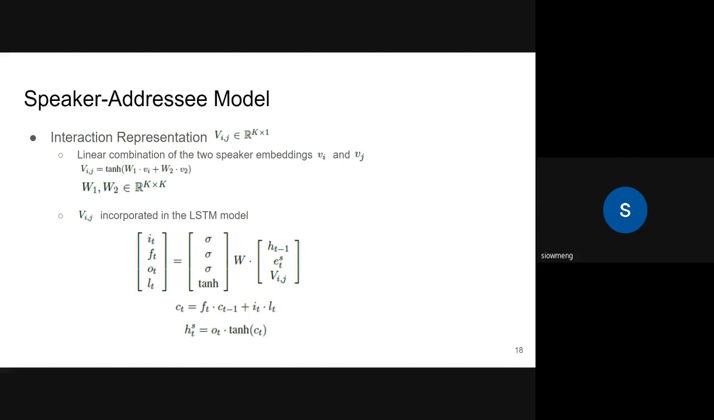Then it goes through the hyperbolic tangent. And this V_ij, like in the previous model, goes into the matrix formula. So you can see first the hidden state, the word embedding, then V_ij, which is an interaction vector representation between the two. And the same thing is that this is learned jointly together with the whole neural network.